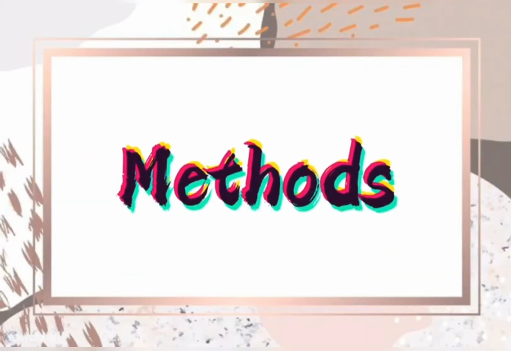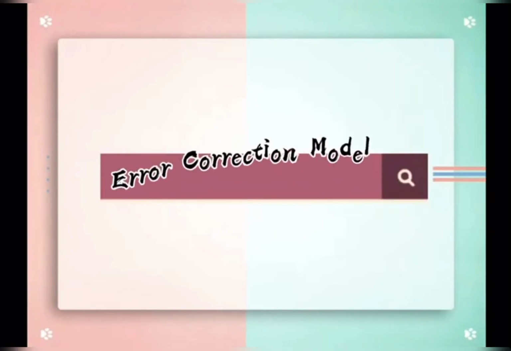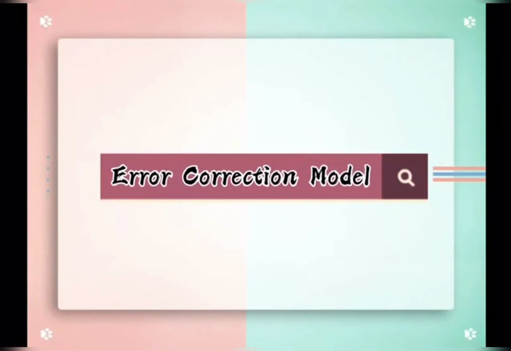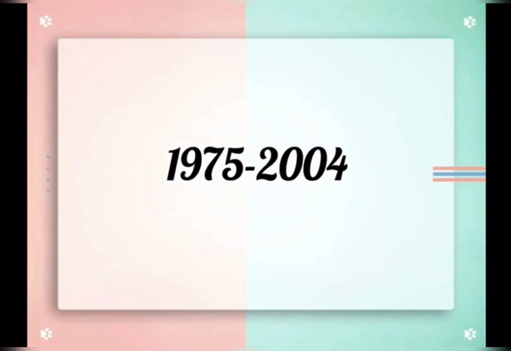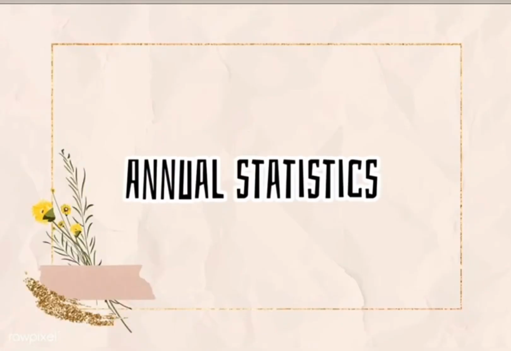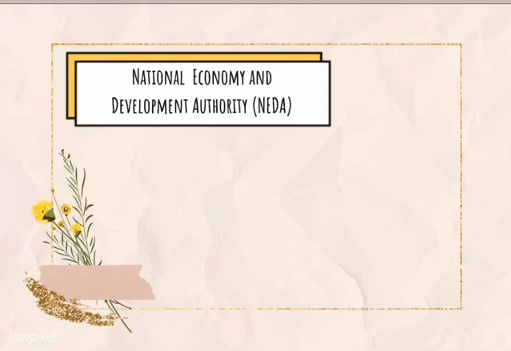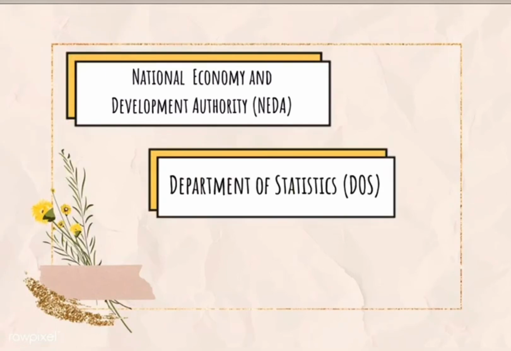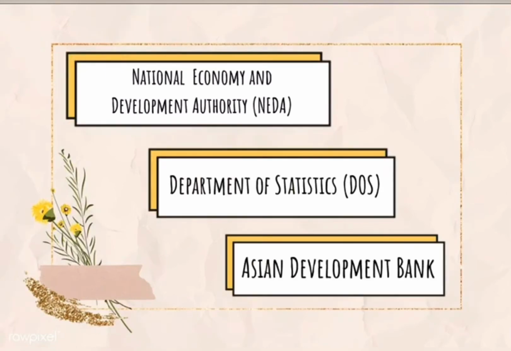This study used an error correction model to analyze the relationship between the rate of unemployment and inflation in Malaysia. The period of this examination was from 1975 until 2004. The annual statistics were taken from the National Economic and Development Authority in the Philippines, the Department of Statistics in Malaysia, and also from the Asian Development Bank.